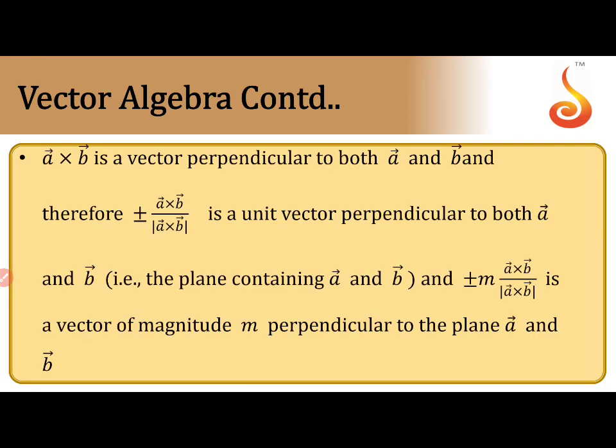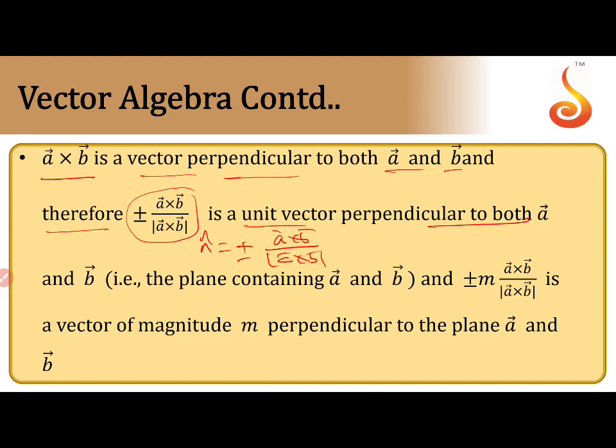Next, unit vector perpendicular to two given vectors. Generally A cross B is a vector perpendicular to both A and B. What is a unit vector? Vector by its magnitude. Therefore plus or minus A cross B by modulus of A cross B is called the unit vector perpendicular to both A and B. You can take it as n cap: n cap equals plus or minus A cross B by magnitude of A cross B.